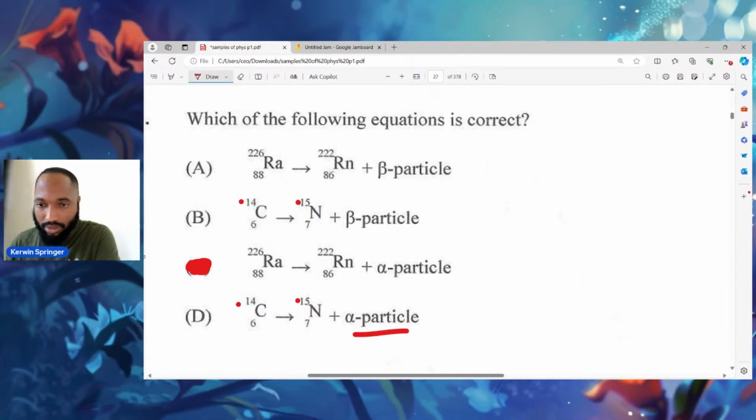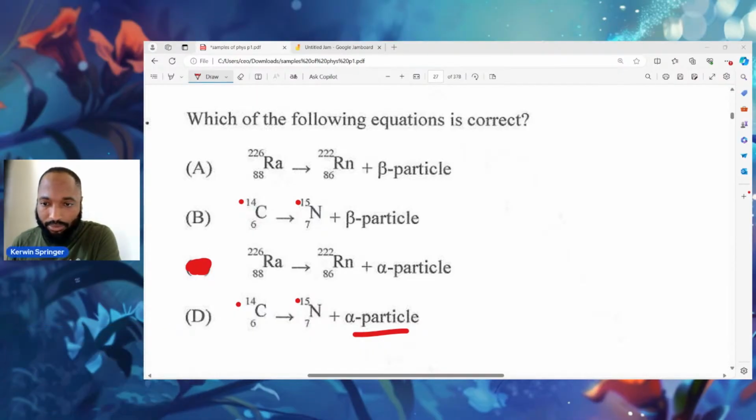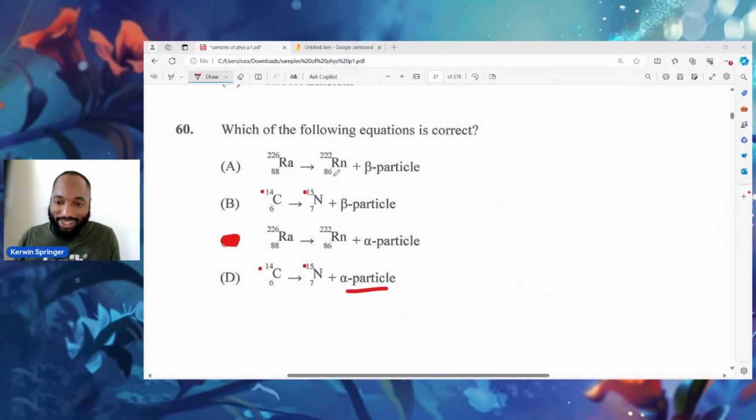This one, well done, pretty. This one is an alpha particle. So it lost 4 and it lost 2. 2 plus 2.